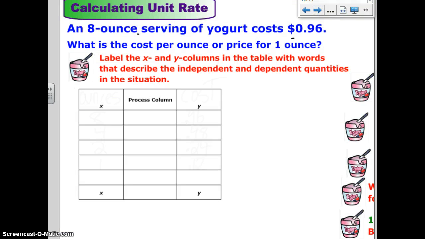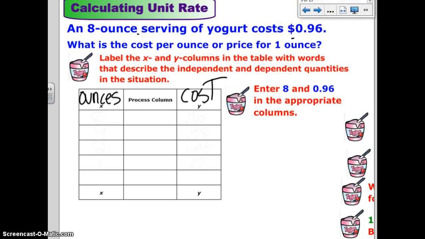If we have an 8-ounce serving of yogurt that costs 96 cents, what is the cost per ounce, or price for 1 ounce? We must start by labeling the x and y with independent and dependent. Our independent is ounces. Our dependent is cost. We want to enter the 8 and the 96 cents. 8 is the ounces from the original problem, and the 96 cents is the cost.